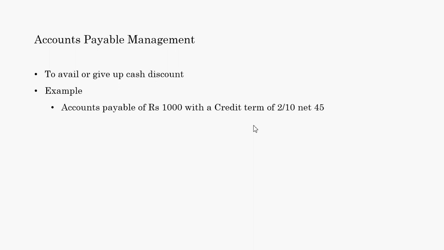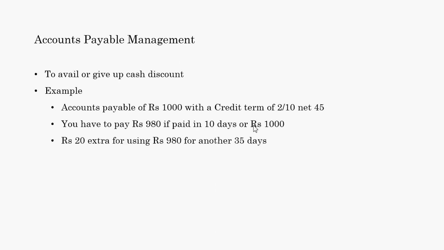If you take up the cash discount, then you have to pay 980 rupees in 10 days, or you have to pay 1000 rupees. So it is either you pay 980 if you pay within 10 days, or you'll be paying 1000 rupees. Now let's say that you don't pay the 980 rupees. You're going to pay the 1000 rupees on the 45th day, which effectively means that instead of paying 980 within the first 10 days, you are paying 20 rupees extra for using this 980 for the next 35 days.